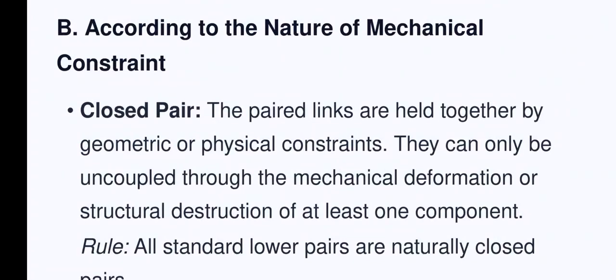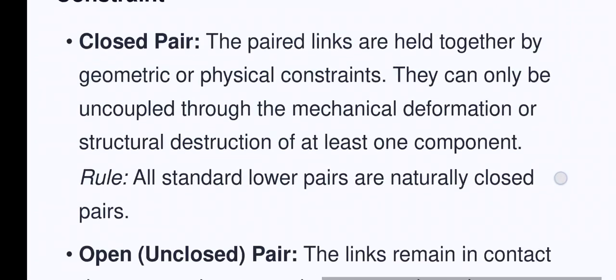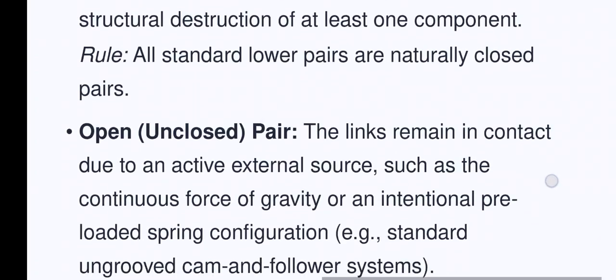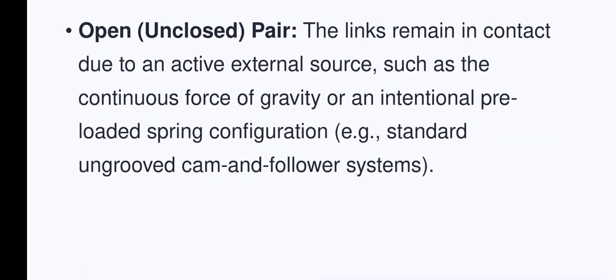According to the nature of mechanical constraint. Closed pair: the pair links are held together by geometric or physical constraints. They can only be uncoupled through the mechanical deformation or structural destruction of at least one component. All standard lower pairs are naturally closed pairs. Open or unclosed pair: the links remain in contact due to an external source, such as the continuous force of gravity or an internal preloaded spring configuration. Example: a standard cam and follower system.